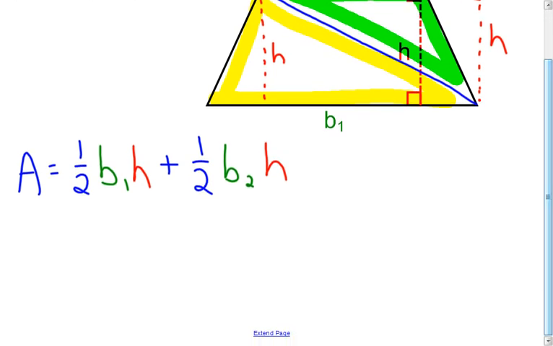Now what I'm going to look at in this is there's definitely pieces that could be factored out of each term here. I look at both of them have 1/2. Both of them have H. So if I factor those two out, the only things that are left in each one of those terms would be the B1 and the B2.